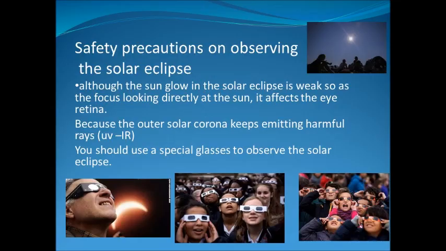You can't look directly at the sun during the solar eclipse. Although the moon hides the sun, the sun still emits harmful radiation like ultraviolet and infrared radiation, and these radiations harm the retina of our eye. So what should you do to observe the solar eclipse? There are some precautions if you want to observe the solar eclipse. You should use special glasses to observe the solar eclipse.